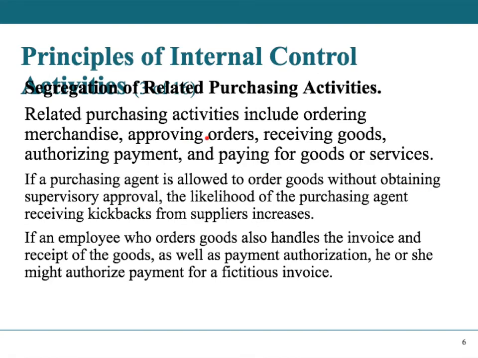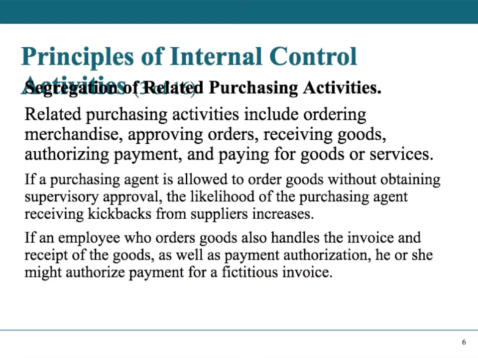So we have approvals and then orders, that's together. The likelihood of a purchasing agent receiving kickbacks from suppliers will go up, right? Or if an employee who orders goods also handles the invoice, where is it? So we've got authorizing payments and then paying for the goods, as well as payment authorization. He or she might authorize payment for a fictitious invoice.